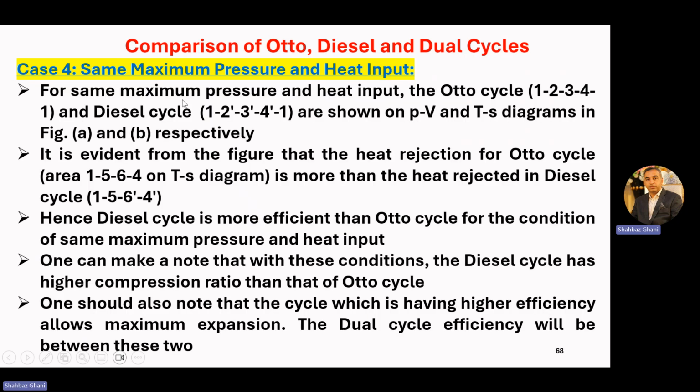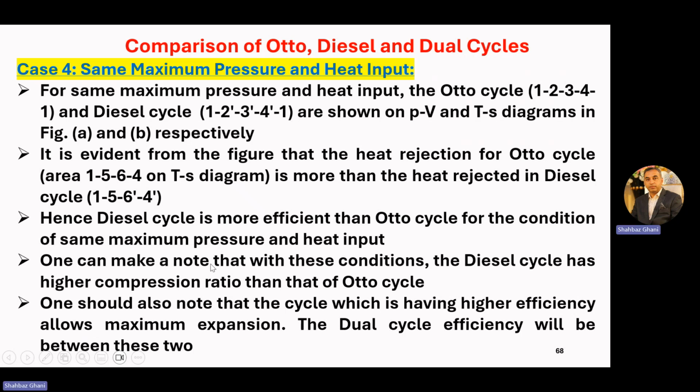So for same maximum pressure and heat input, the Otto cycle 1, 2, 3, 4, 1 and diesel cycle 1, 2 bar, 3 bar, 4 bar, 1 are shown on PV and TS diagrams in figure A and B respectively. It is evident from the figure that the heat rejection for the Otto cycle, area 1564 on the TS diagram, is more than the heat rejection in the diesel cycle, 156 bar 4 bar. Hence, the diesel cycle is more efficient than the Otto cycle for the condition of same maximum pressure and heat input.